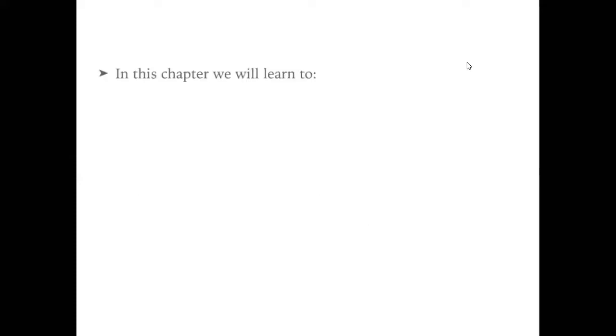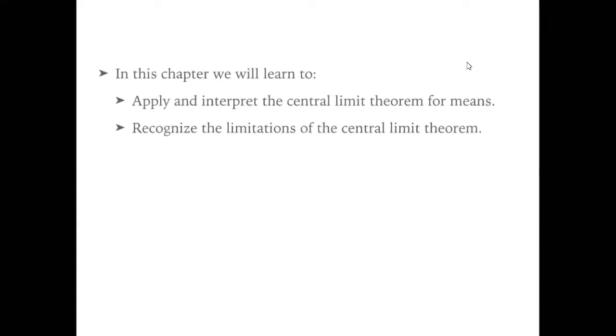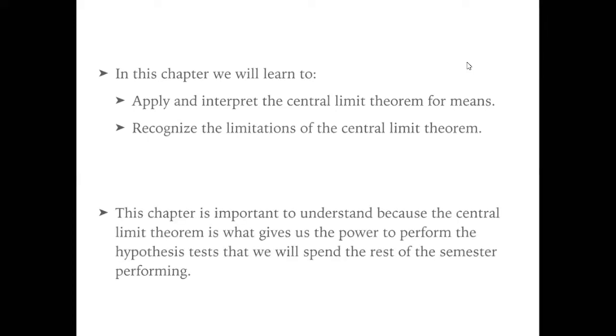In this chapter, we're going to learn how to apply and interpret the central limit theorem for means. And we're going to recognize the limitations of the central limit theorem, which is going to be important to understand because with our inferential statistics, we're going to be relying on it. So when the central limit theorem doesn't work, we can't do those things for any of our inferential statistics that rely on it. This chapter is important because the central limit theorem is what gives us the power to perform these hypothesis tests and other inferential statistics, and we're going to spend the rest of the semester doing that sort of thing.